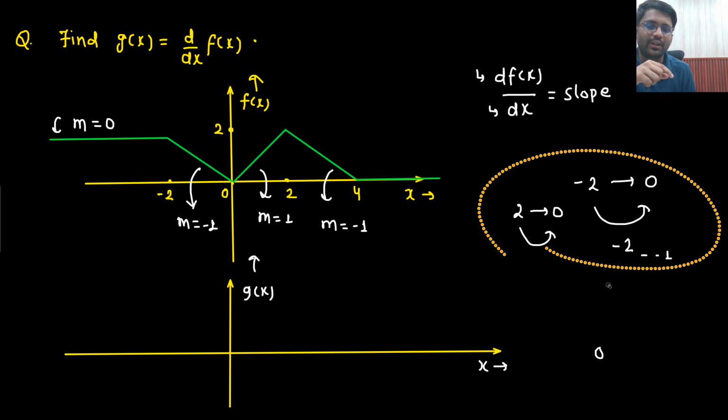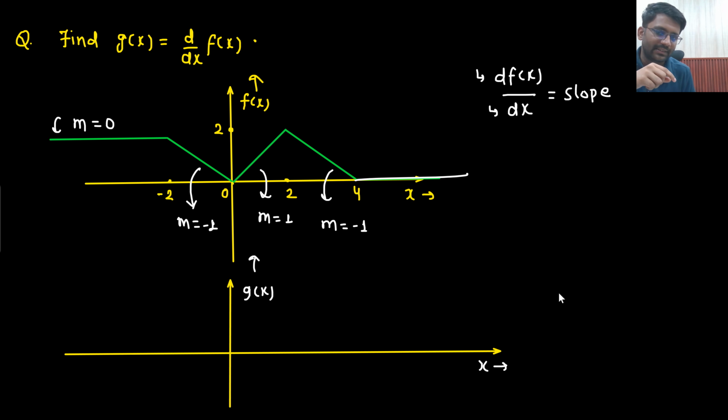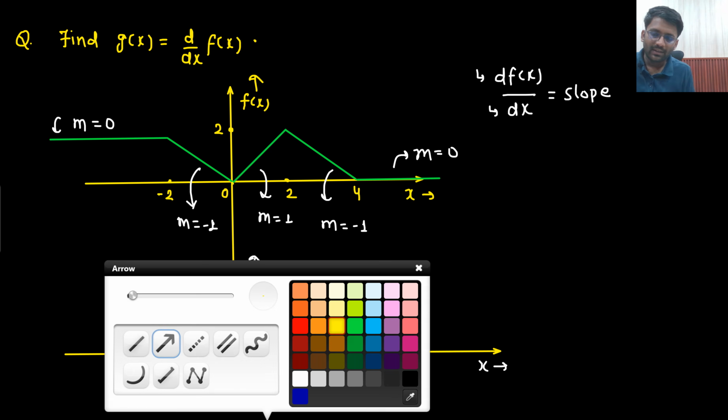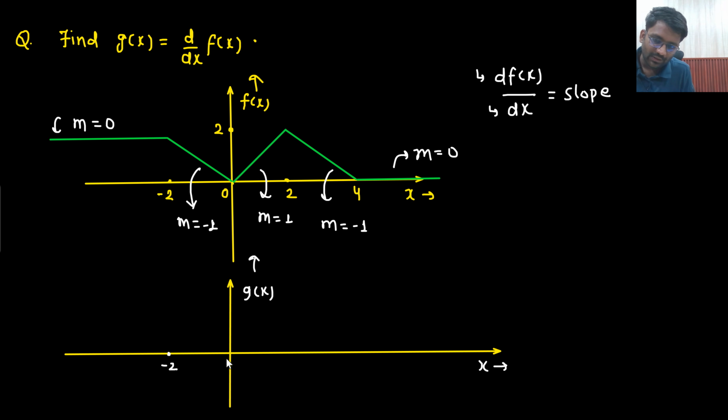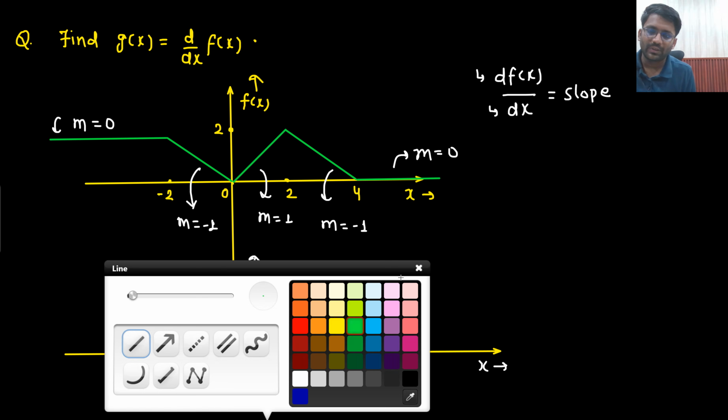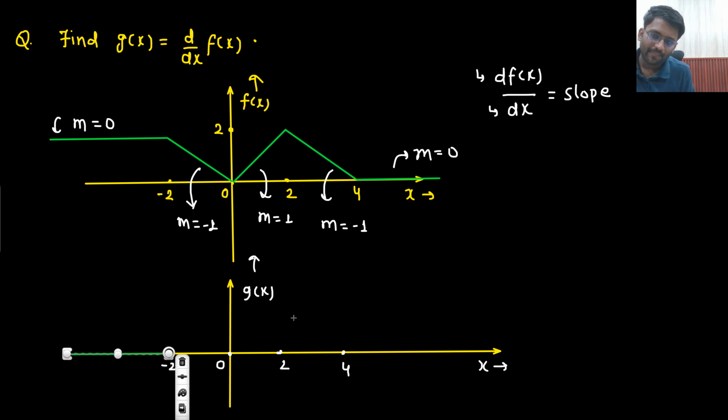Understandable? And after that, what is the slope? If x increases, then y is not even increasing, so slope is 0 only. x is going from 4 to 5 to 6, but y remains always 0 only. So what is the slope? That is 0. So from minus infinity to minus 2, the slope is 0. Then the slope is minus 1. Then the slope is plus 1. Then the slope is minus 1. Then the slope is 0.